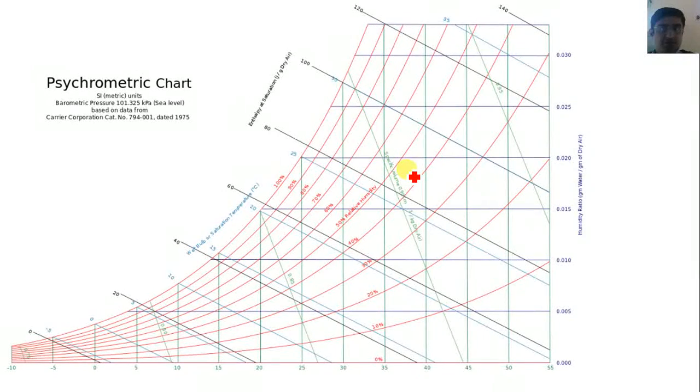And also it can be explained with the help of the psychrometric chart. So in the case of constant enthalpy, or in the case of actual, say here is our initial point, and say here is the final point.